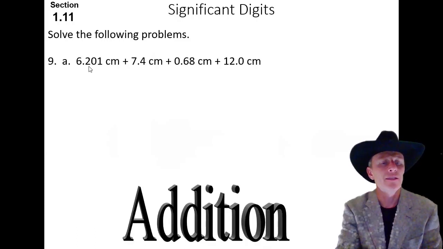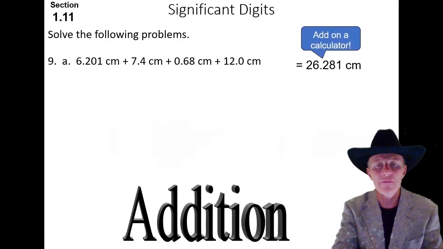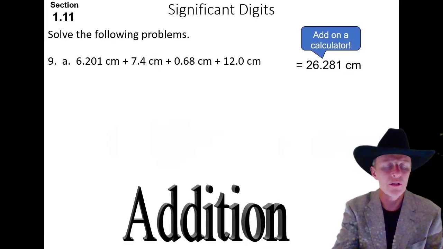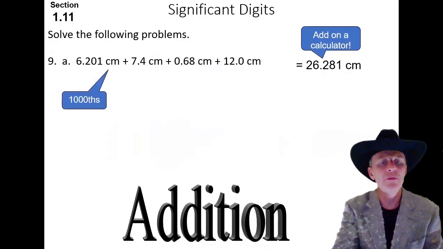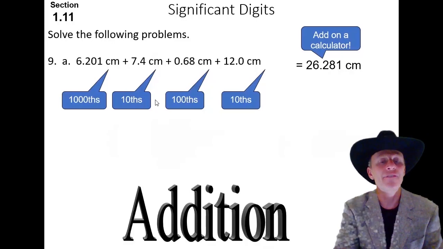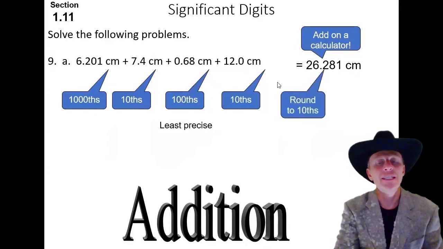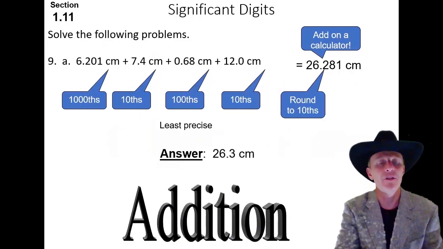What place value is that? Tens, tenths, hundredths, thousandths. Just add it on the calculator first. You got to figure out what to round it to. That's what we're talking about. So that one's a thousandths. What about that next one? Tenths, and this one has 2 there. So that's hundredths, and then this last one is tenths. Which is the least precise? Well, the one farthest to the left in relation to the decimal point would be tenths. So we got to look at our answer and figure out where the tenths place is and round it to that spot. So 26.3 centimeters would be your answer.